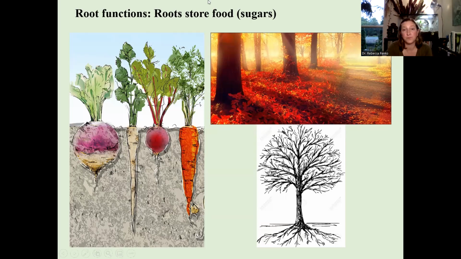In addition, though, in the fall, when the leaves fall off the tree, you might think to yourself, well, Rebecca, I thought that the leaves make the food. So if the leaves fall off, then how does the plant live in the winter time? Well, what happens is during the summer and spring, sugars would have gone from the leaves to the roots, and the roots will store the sugars and use those sugars during the winter to keep the plant alive. That's for the trees. All right.